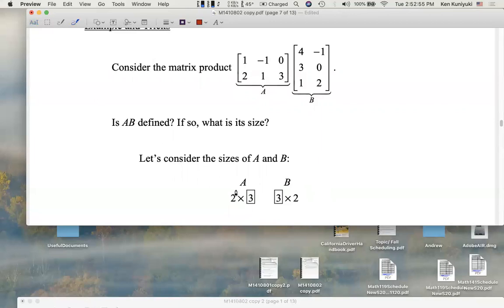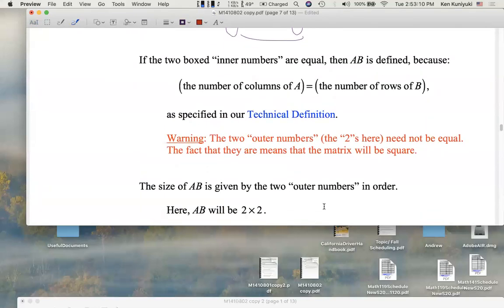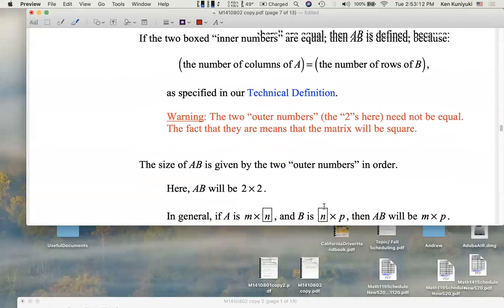It's going to be 2 by 2. It's determined by the outer numbers. So if the inner numbers are equal, the size of the resulting matrix product is given by the outer numbers in that order. So AB is 2 by 2.